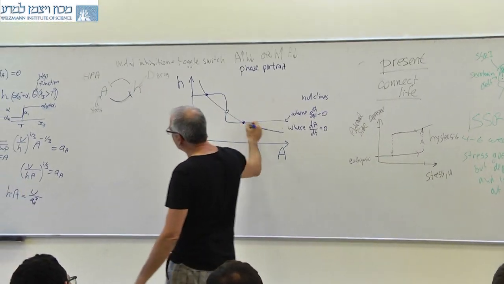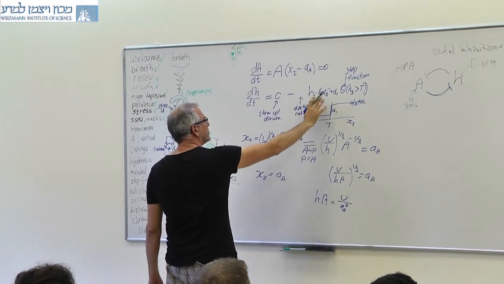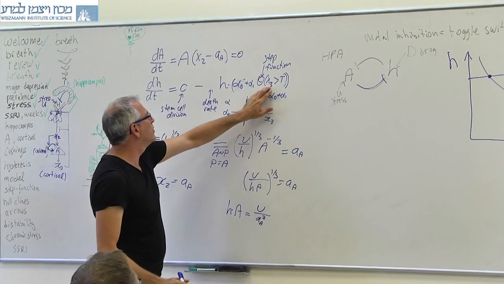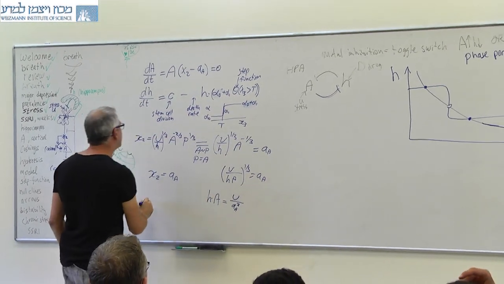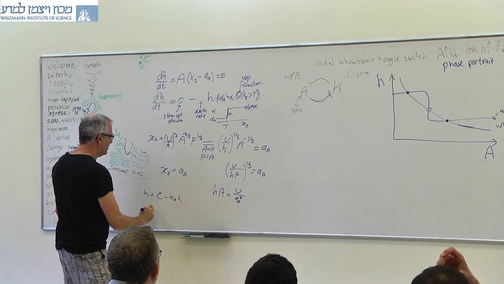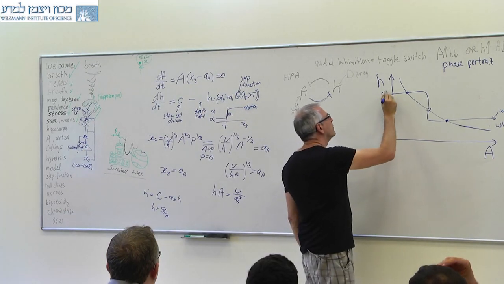What is this curve here? This curve is just this curve. When A is very small, there's no cortisol, so our equation is just H dot equals C minus alpha 0 H. And so H equals C over alpha 0. So you start here at point C over alpha 0.